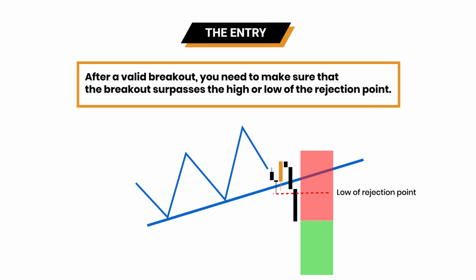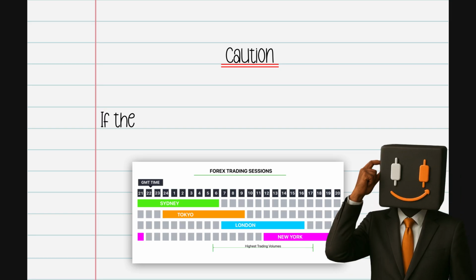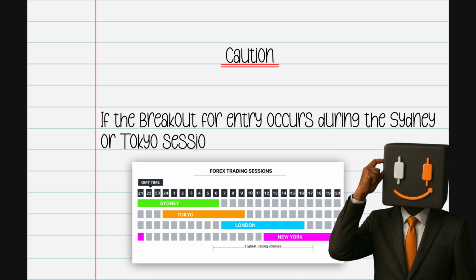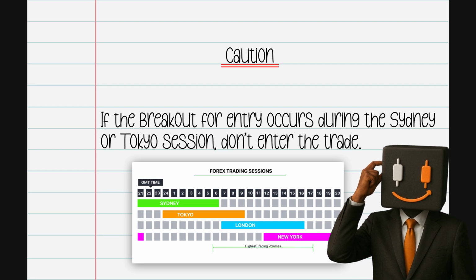Then the stop loss and the target profits are set. The stop loss should be placed a little above the previous high after the breakout in the case of a downtrend, or a little below the previous low after the breakout in the case of an uptrend. The target profit is just 2 times the risk as usual. Take note of this: if the breakout for entry occurs during the Sydney or Tokyo session, don't enter the trade.